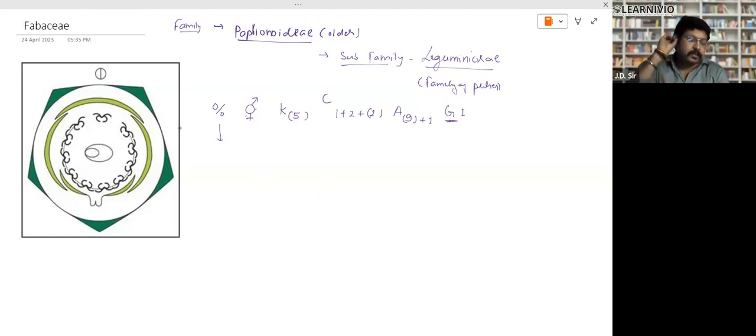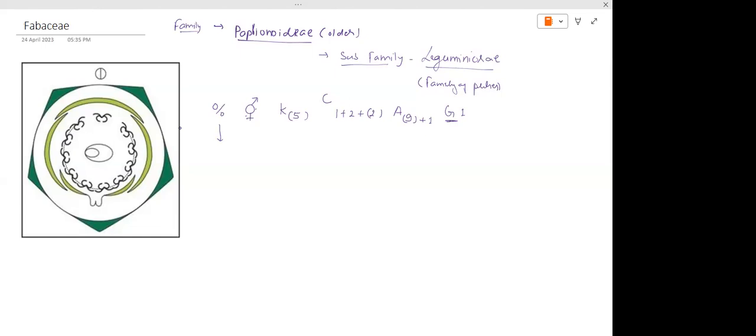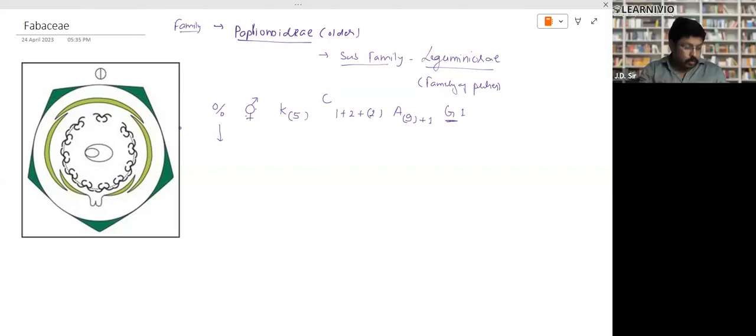Tell me first, please. All of you are aware of the floral formula or floral diagram or not? Please, come on, fast. That is important for us. No, sir. No. Okay.